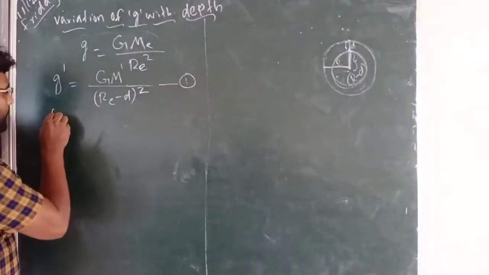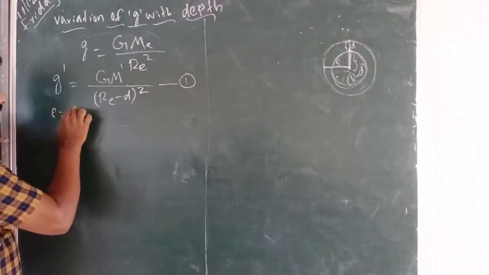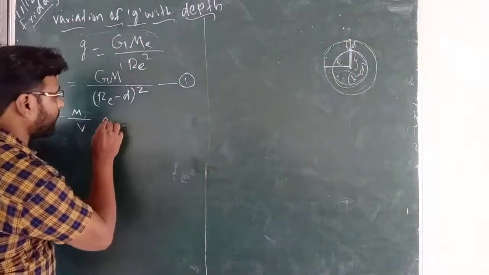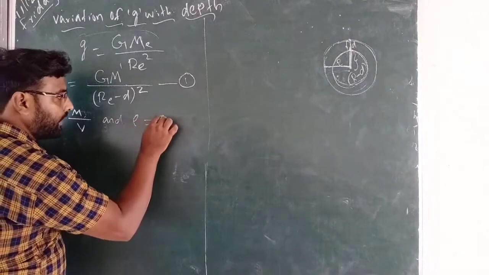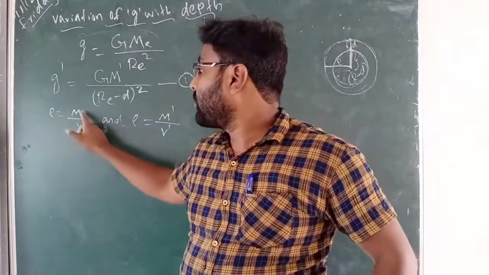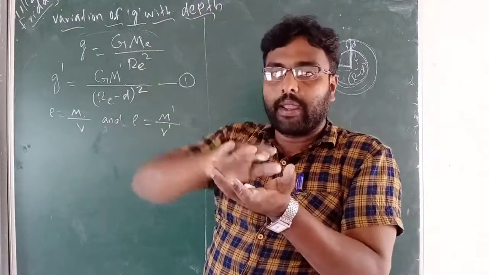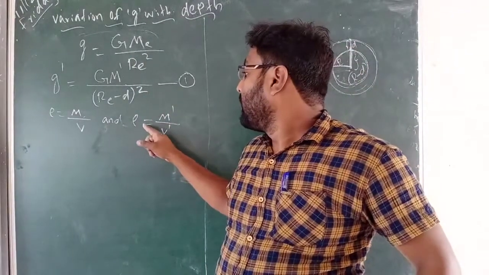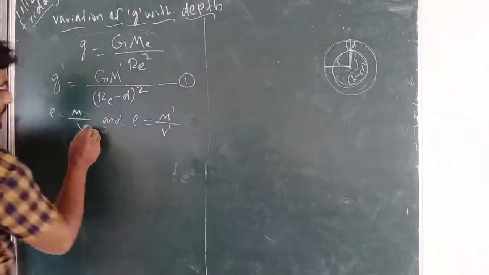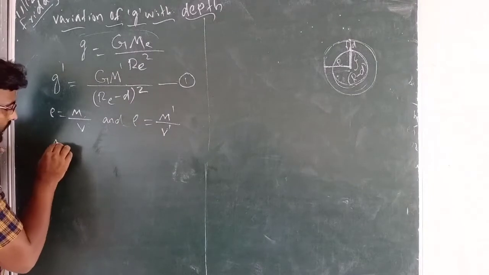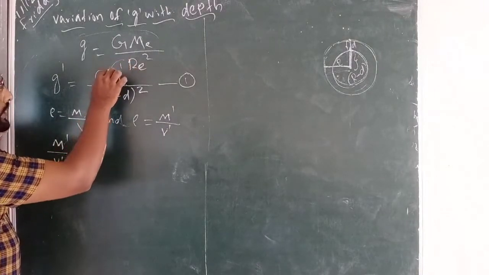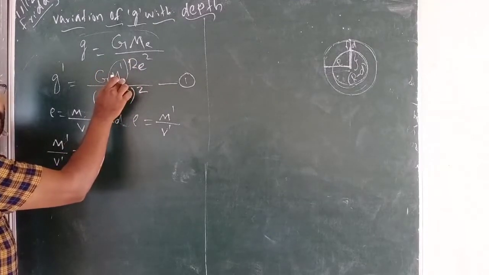For that, density is equal to mass per volume. This is the density formula for our earth, M by V. And for the new earth you can write the same density, M dash by V dash. Density will not change. So for the new earth after mining, density is equal to mass dash per volume dash. Now compare these two equations. So you can write M dash by V dash equal to M by V. We need to find this M dash, the new mass.